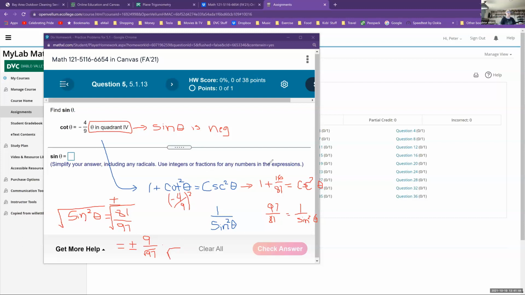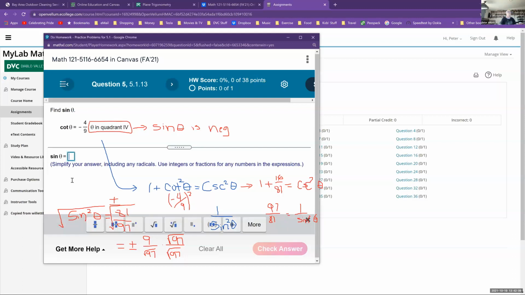Doesn't say to do that. I wonder if it would take it without it. Well, let's say I do it here, and then we'll see if it'll take it without it, if it doesn't specify. I'm still trying to figure out if the problems always want you to rationalize a denominator or not. So if I rationalize the denominator, I would just get 97 in the bottom and 9 times root 97 in the top, and I would choose the negative answer for the sine.